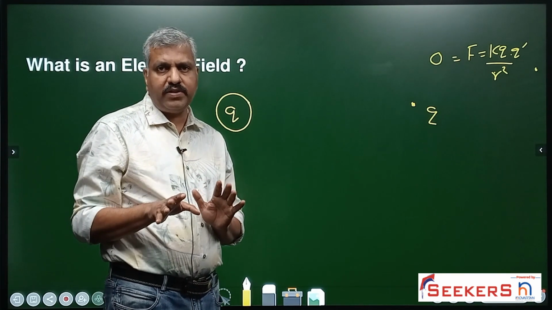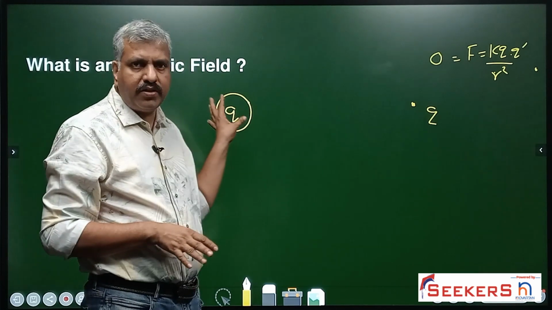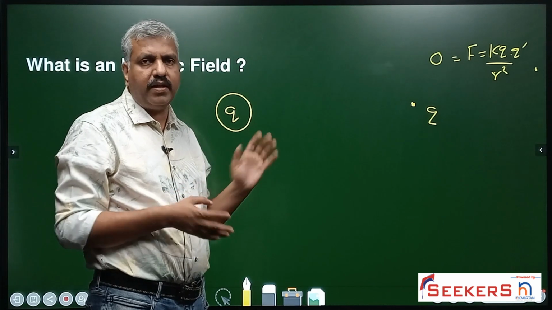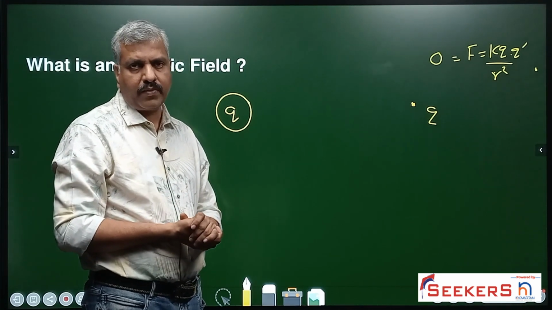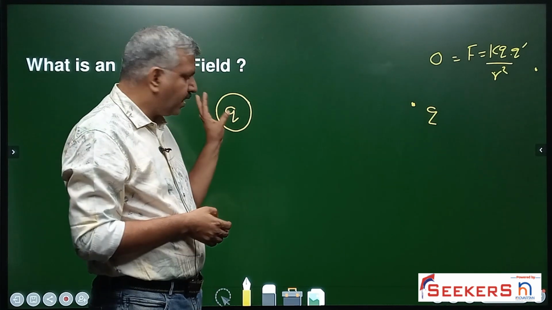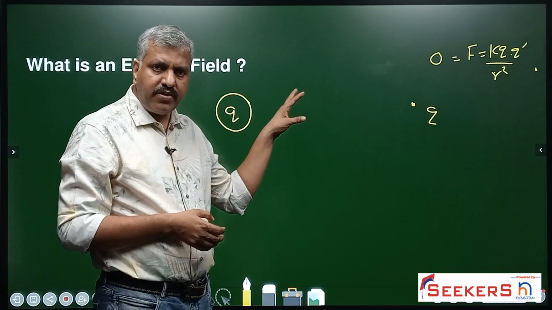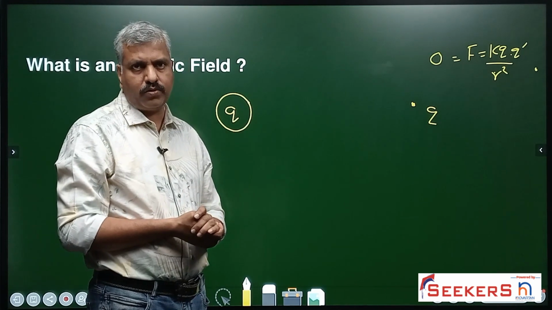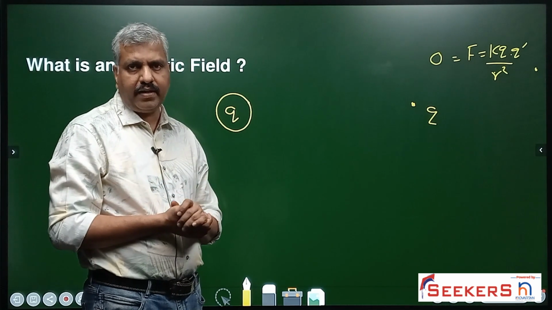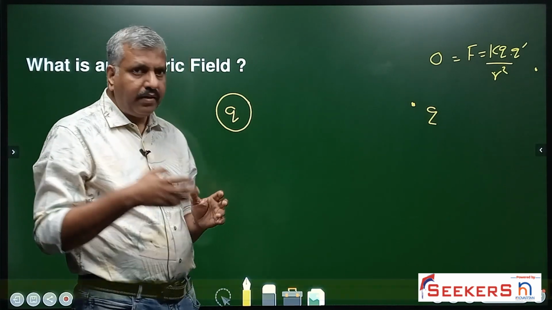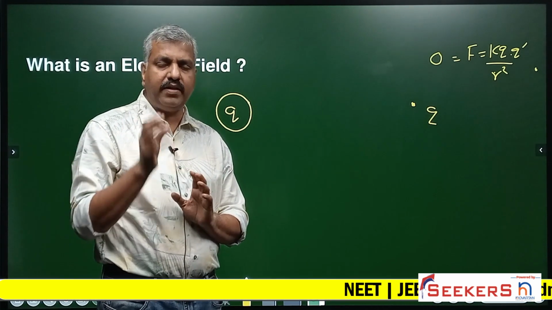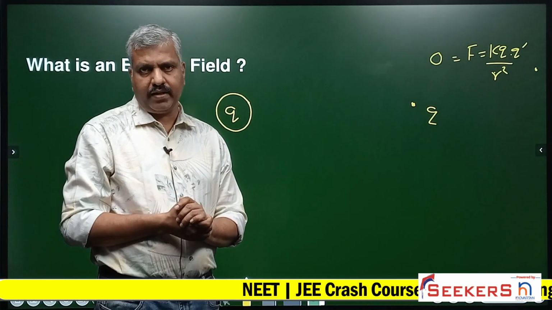So that 3-dimensional space near a particular charge where a second charge will experience a force is called an electric field. So an electric field is a 3-dimensional space around a charge where a second charge will experience a force. That region is called an electric field, and the question is how much force? How much force will a second charge experience? That will depend upon the strength of the electric field.